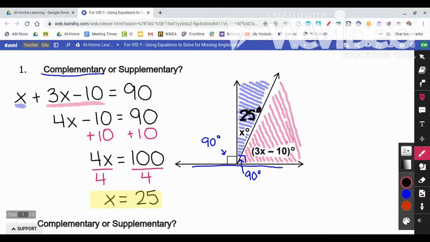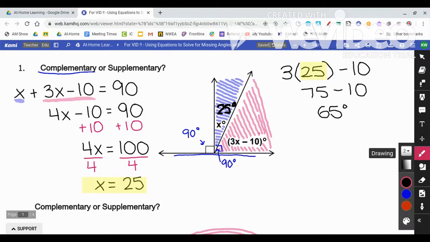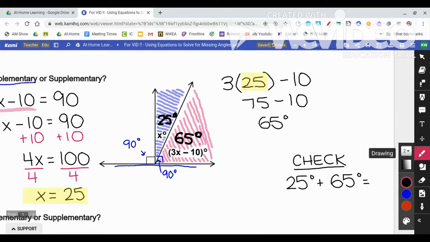My blue angle is just x degrees, so that is 25 degrees. My red angle is 3x minus 10, so I'm going to do 3 times 25 minus 10, which is 75 minus 10, which is 65 degrees. So let me write in that angle, 65 degrees. Now there is a way to check to see if this is correct. Add the angles together. You should get 90 degrees. And if you do, that means that you solved this correctly. So let's check that off and move on to the next example.